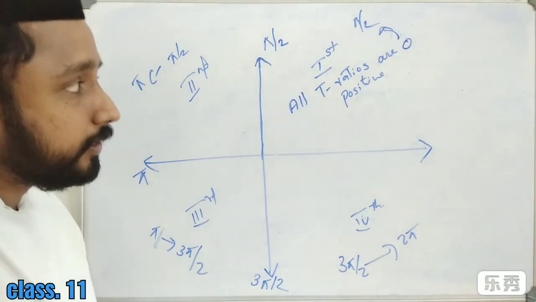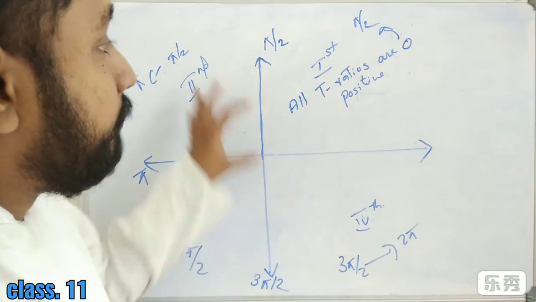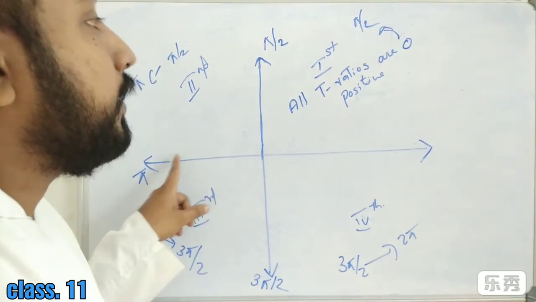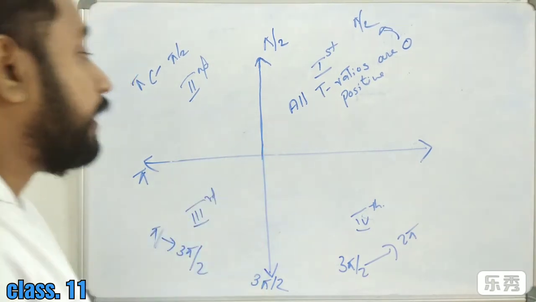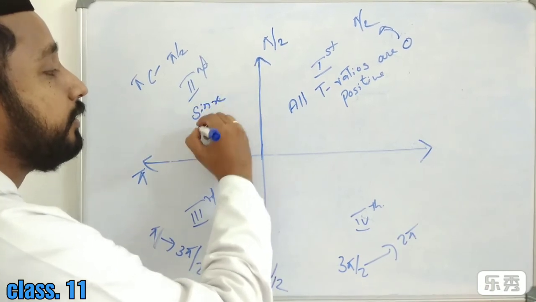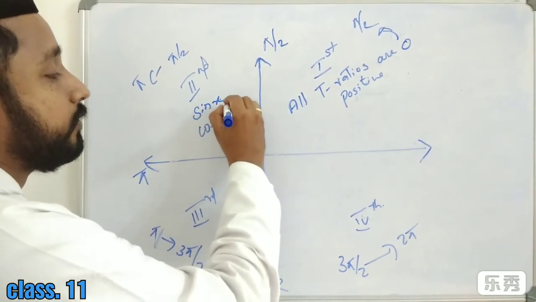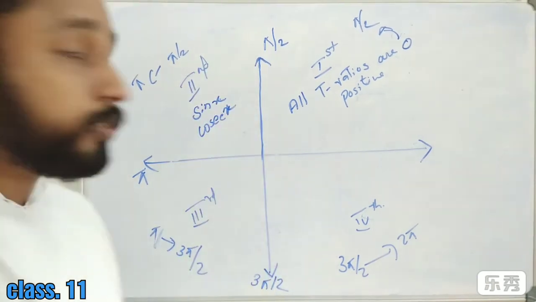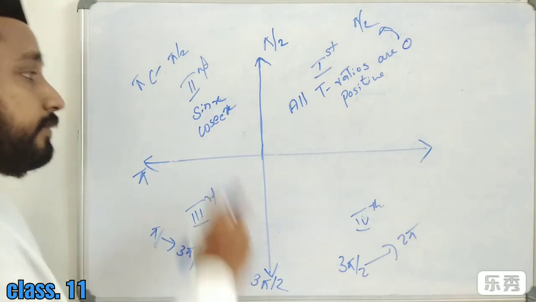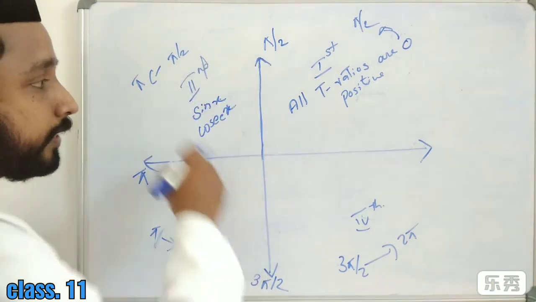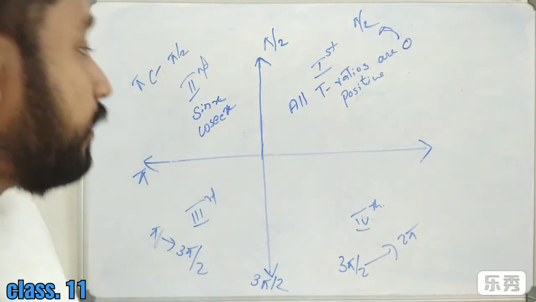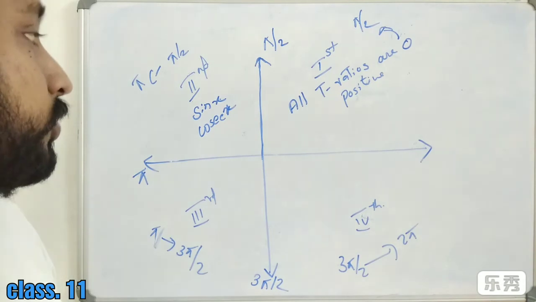In second quadrant, this is the positive axis, this is the negative axis. In this case, sine and cosec are positive. Sin x and cosec x are positive. Rest of all ratios are negative. So when we consider unit circle and this angle, we get sin x and cosec x are positive.